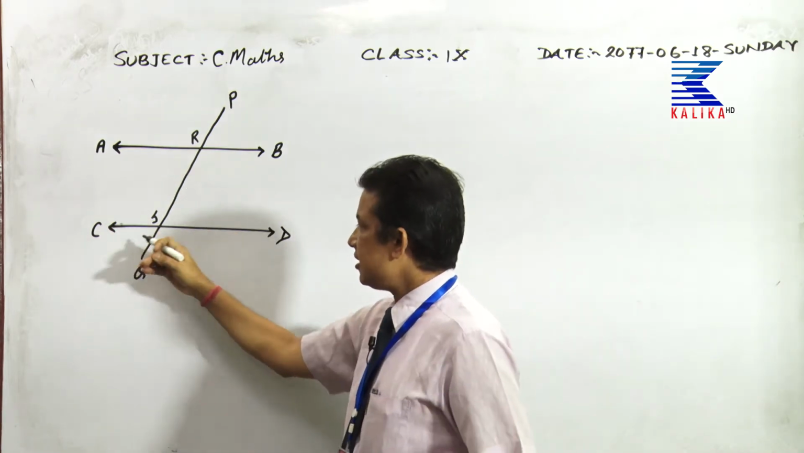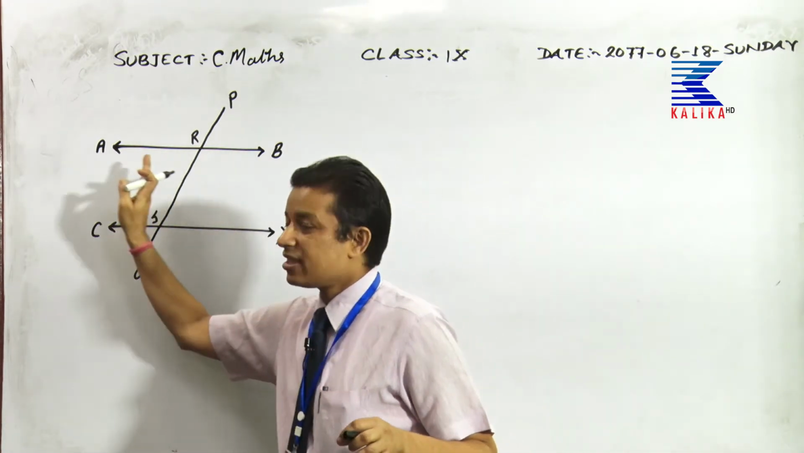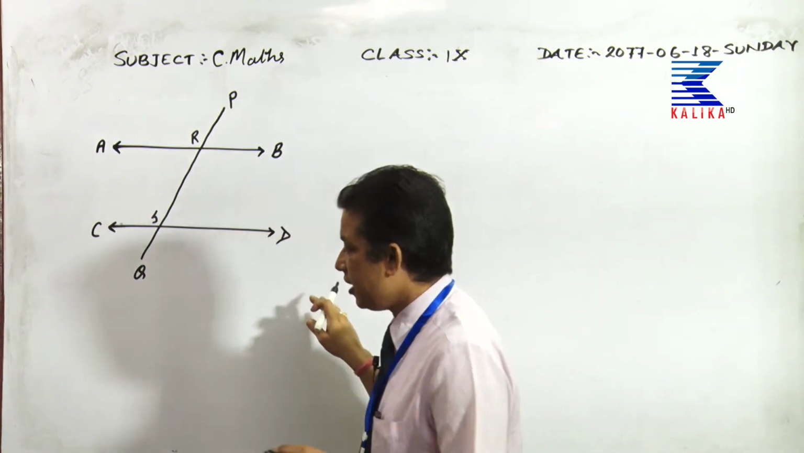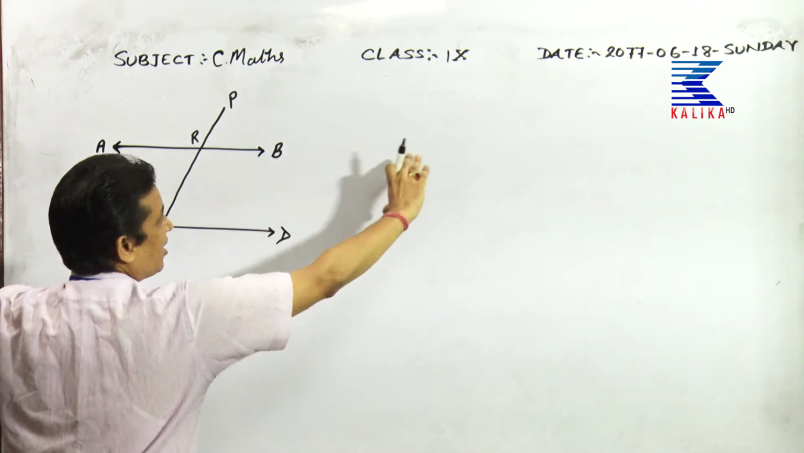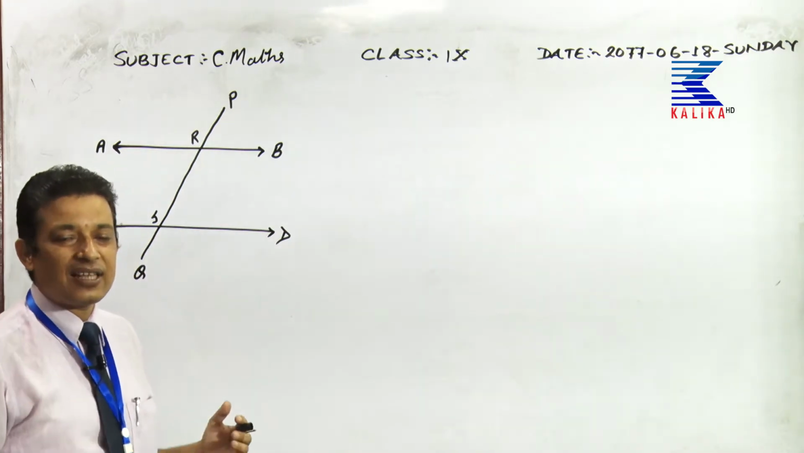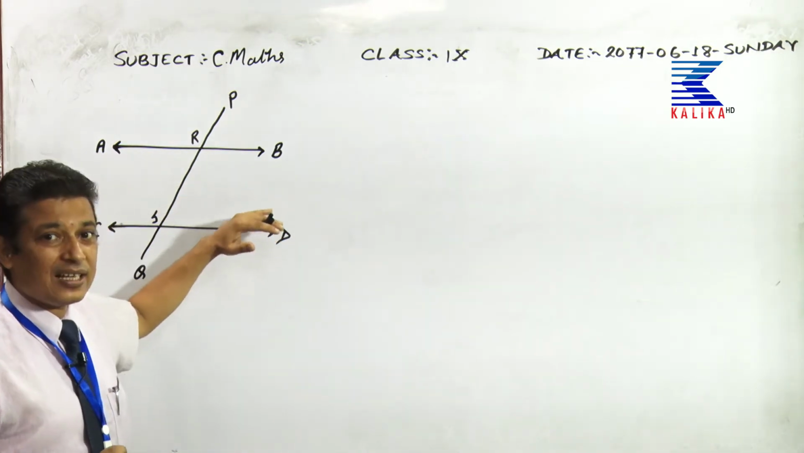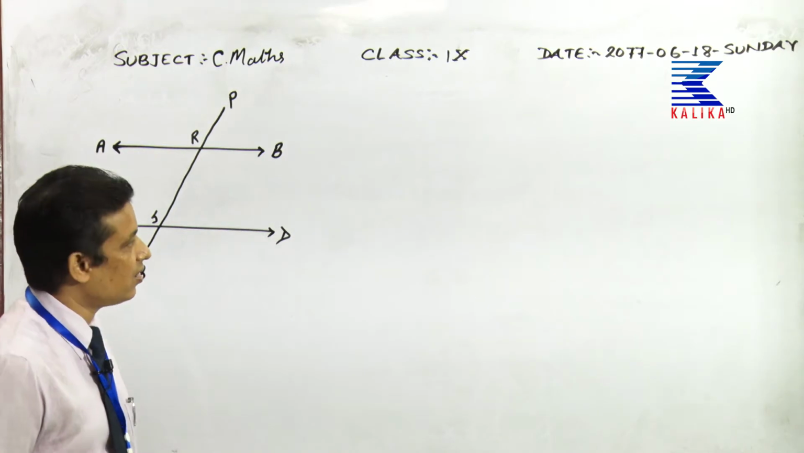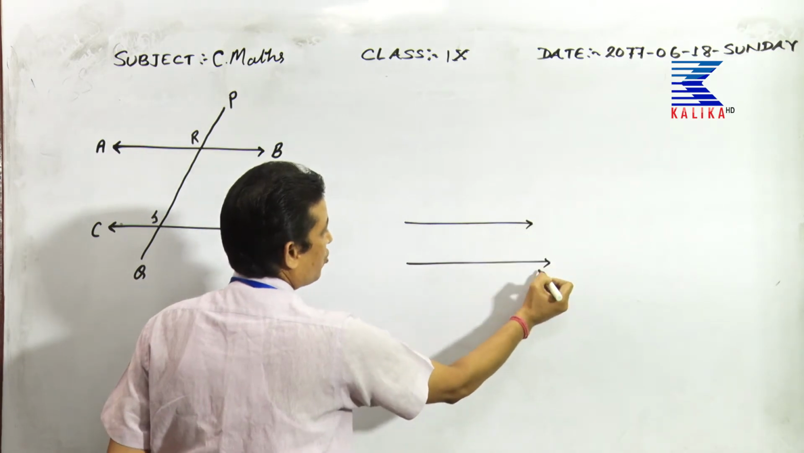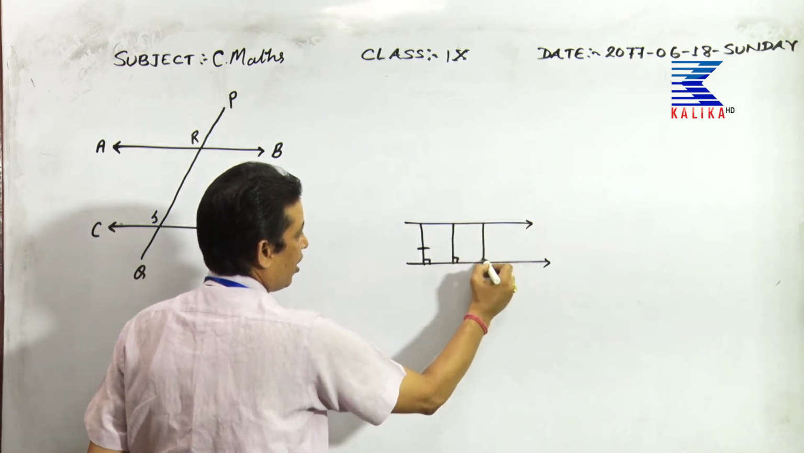AB is a line, CD is a line. If we produce line AB towards A or towards B, or if I produce both the lines AB and CD from both ways, they will never meet each other. It means they are parallel. Next, the distance between the two lines AB and CD is equal everywhere. So, these two lines are said to be parallel if this perpendicular distance is equal.